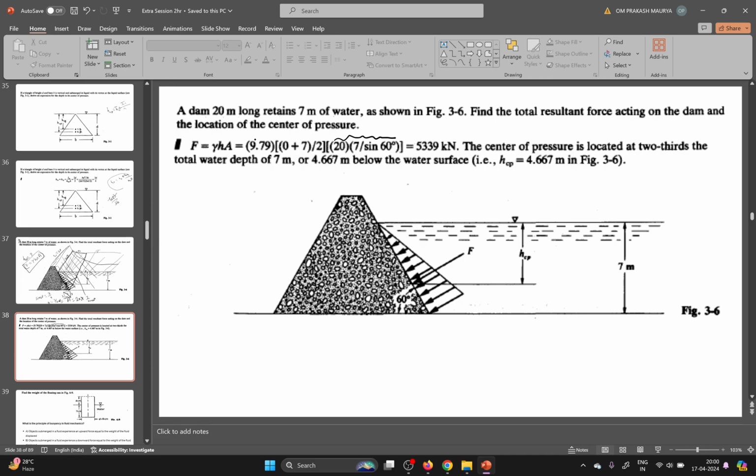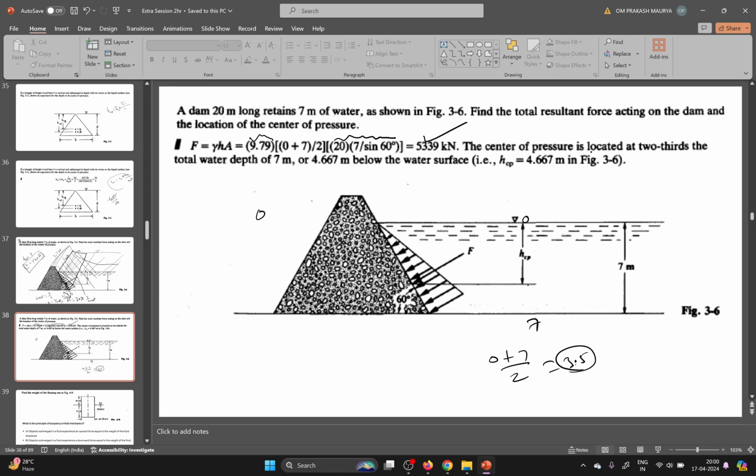Now you know already the gamma value is rho g. What is the h? H is nothing but the average height, 0 plus 7 divided by 2, which is 3.5. The average height will be considered here. So you will get the answer 5339 kilonewton.